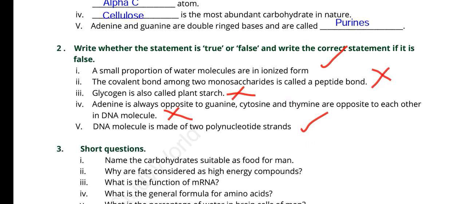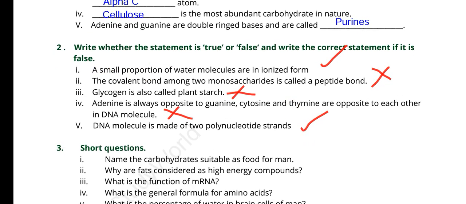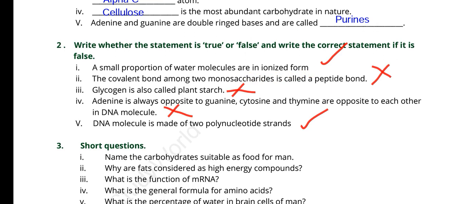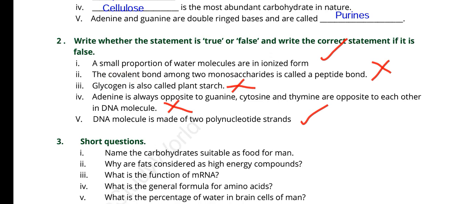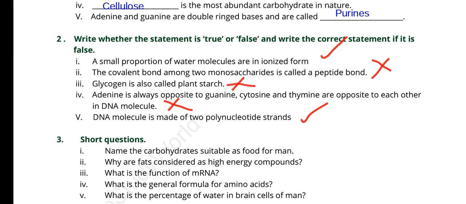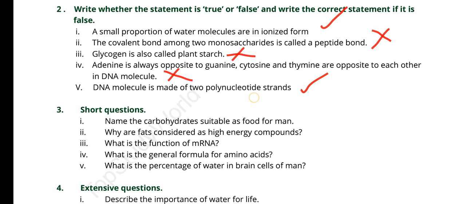Next portion is true and false. A small proportion of water molecules are in the ionized form. It is true, because pure water is a poor conductor of electricity. It means it is less ionized, or only a small portion is ionized. Next is, the covalent bond between two monosaccharides is called the peptide bond. No, the covalent bond between two monosaccharides is actually the glycosidic bond. Glycogen is also called the plant starch. No, glycogen is called the animal starch.